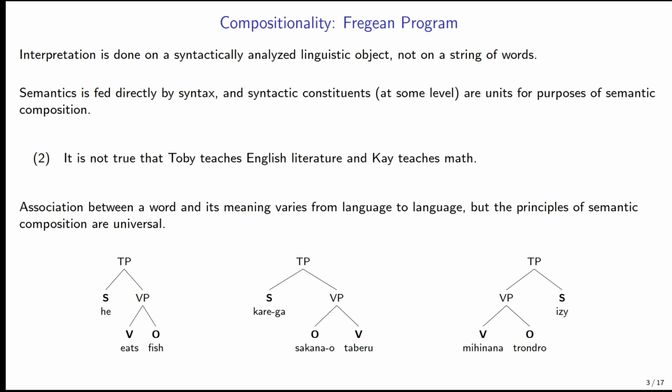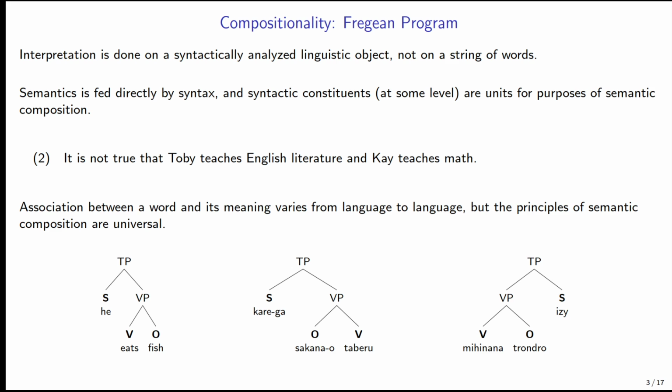So imagine we have this sentence. It is not true that Toby teaches English literature and Kay teaches math. Well, again, there's two different interpretations for this. Either not negates everything, so we get that syntactic structure and then we do semantics on it, or it is not true that Toby teaches English is our only thing that's negated, and Kay teaches math. So we build that syntactic structure up, and then we apply semantic analysis to it.